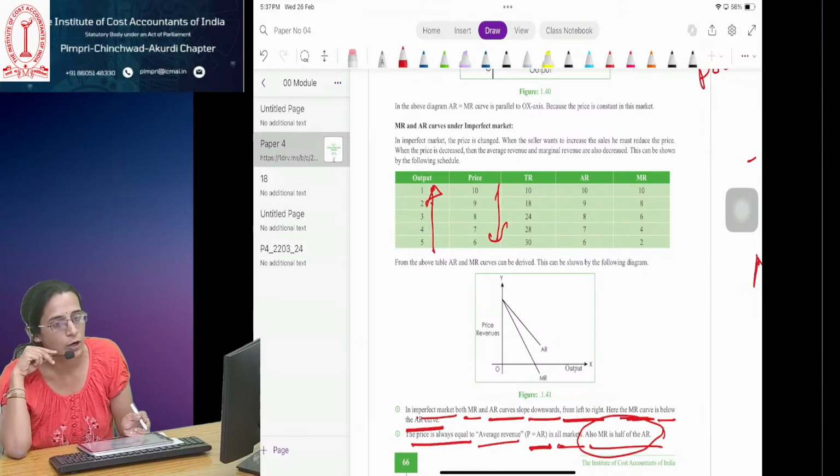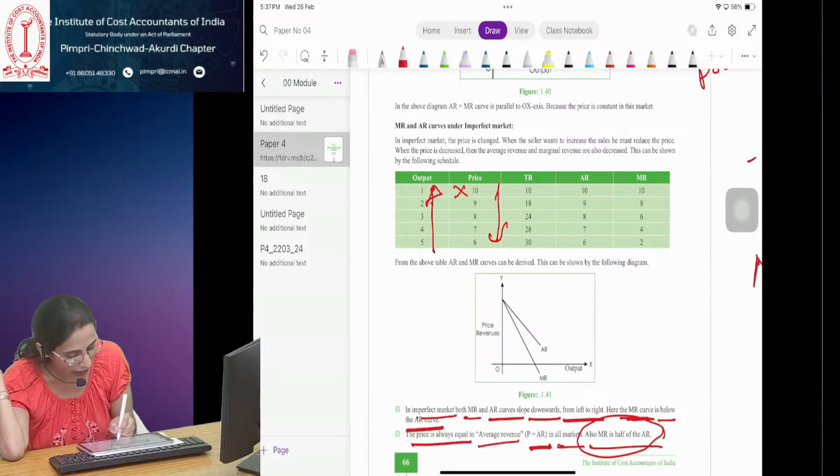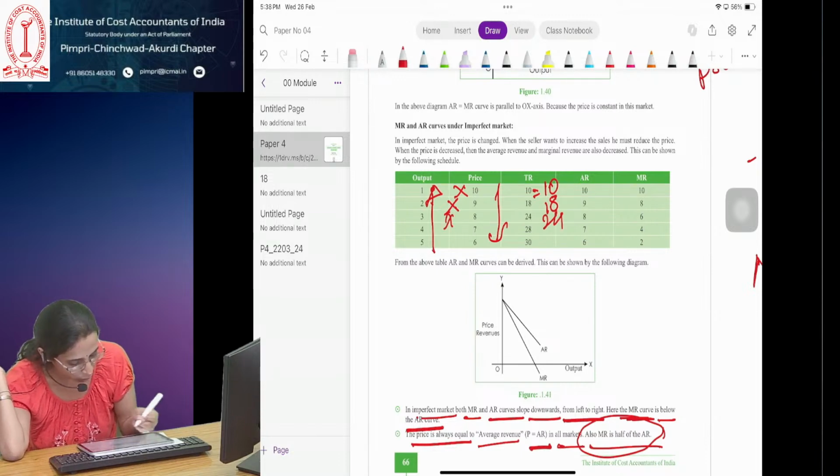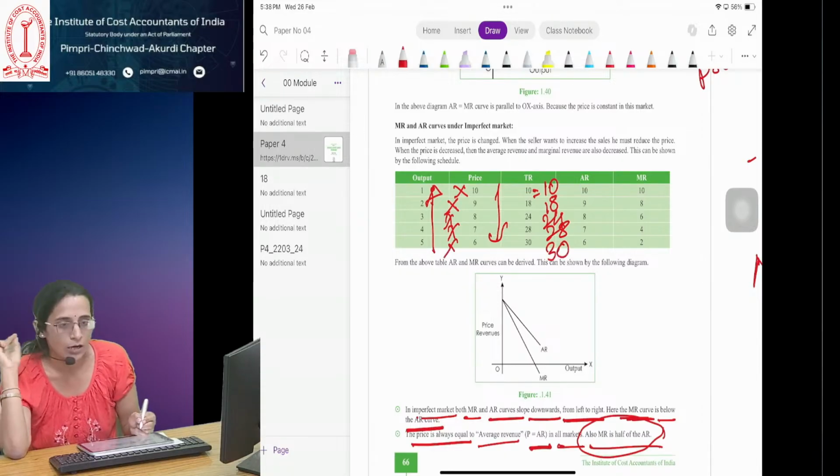Total revenue is what? Price into output, that is, price into number of units sold. 1 into 10, total revenue will be 10. 2 into 9, 18. 3 into 8, 24. 4 into 7, 28. 5 into 6, 30. We got the total revenue.